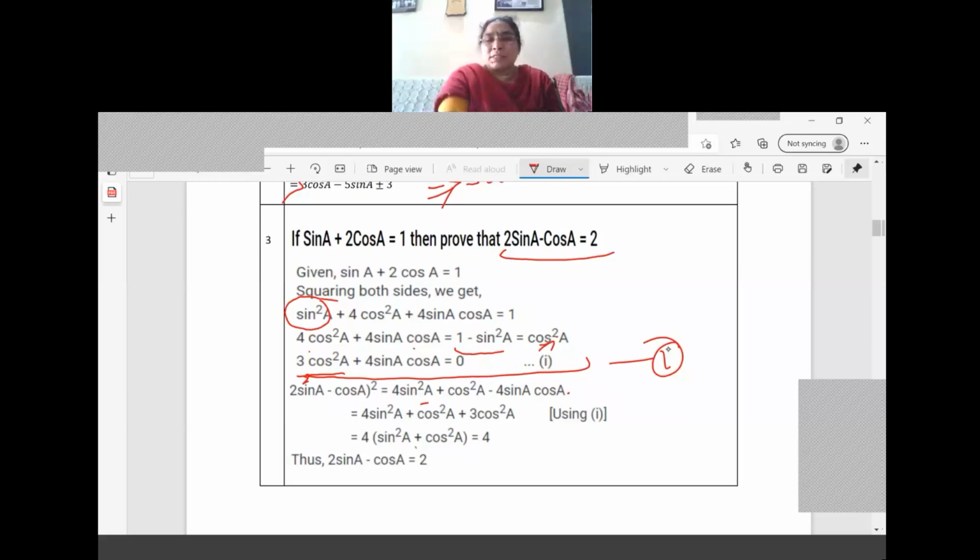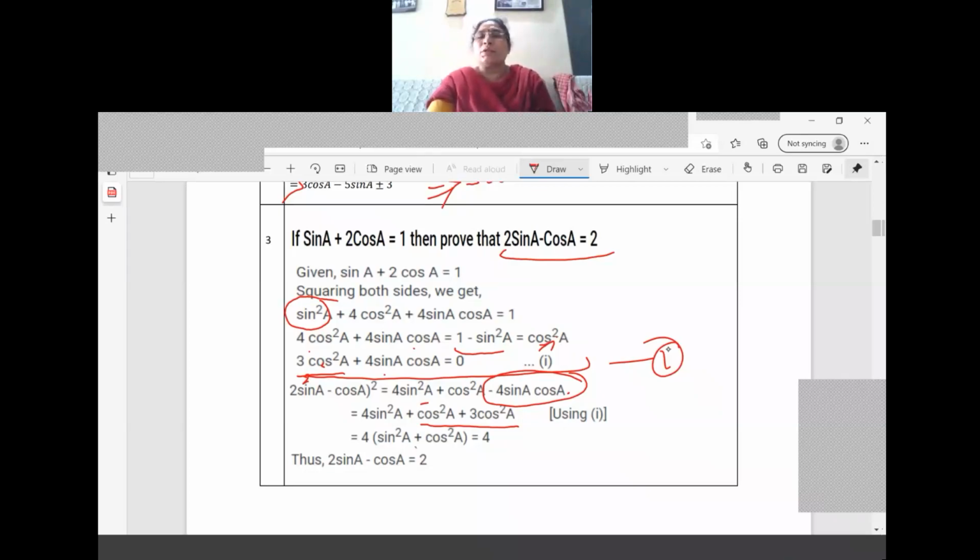We can go to this first equation, right? So 3 cos square A means minus 4 sin A cos A only, so that is replaced here. Minus 4 sin A cos A is replaced. So in total how many cos square are we having now? 4 cos square A. So 4 into sin square A plus cos square A equals 4.